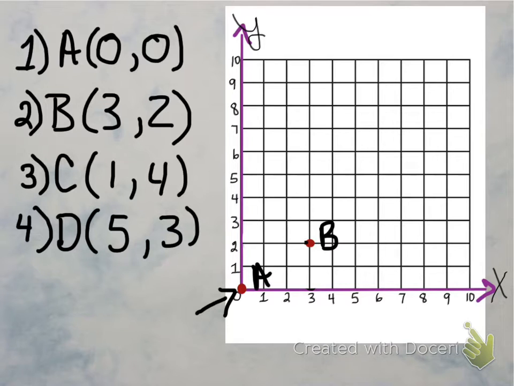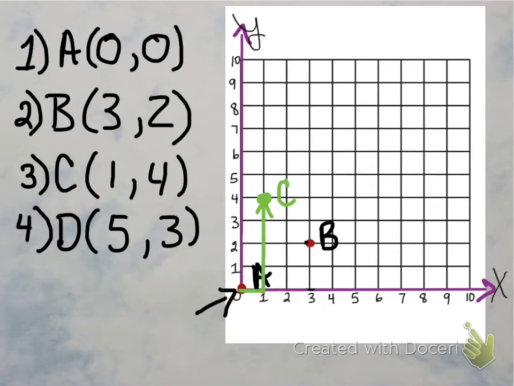Next, I want to graph the ordered pair 1, 4, and I want to plot that there and label it as point C. So I need to go along the x-axis, 1 along the x-axis, and then I want to go up 4 till I'm lined up with the 4 on the y-axis, and that is where I will plot my point and label it C.